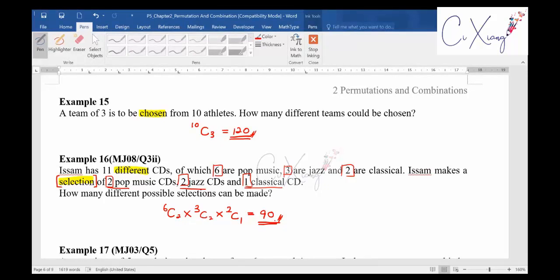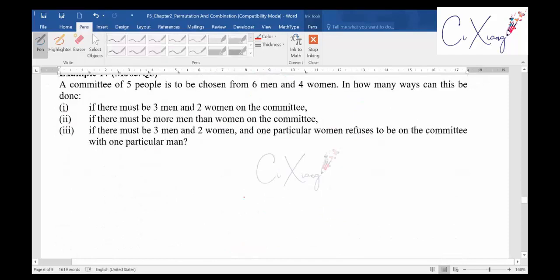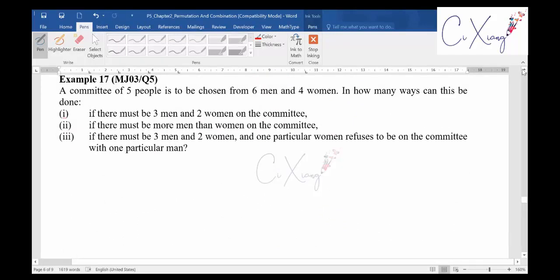Alright, and then there are some questions which will be a bit more challenging. That means you need to consider the possible cases that we have. Okay, maybe you need to list out the cases slowly and then see what you should consider and so on. So let's have a look at example 17. Okay, so for example 17, they are having a committee of 5 people to be chosen. So again, highlight the keyword chosen. So this keyword tells you that it is from combination. Alright, so I'm having 6 men and also 4 women, and I want to form a committee of 5 people. Okay, so how many ways can this be done?